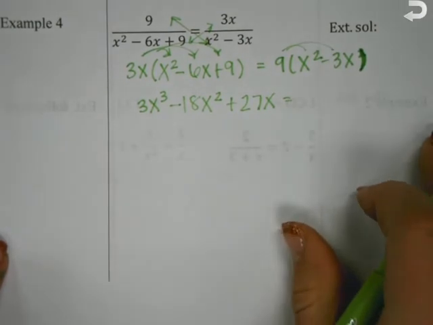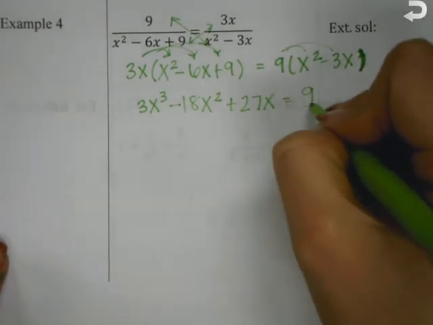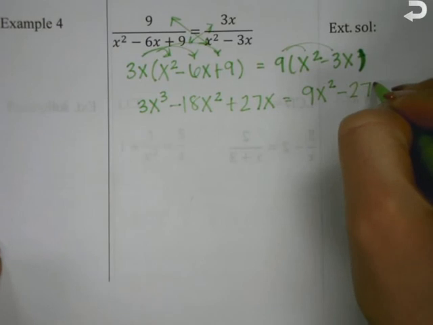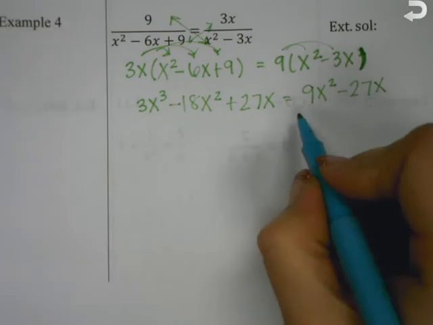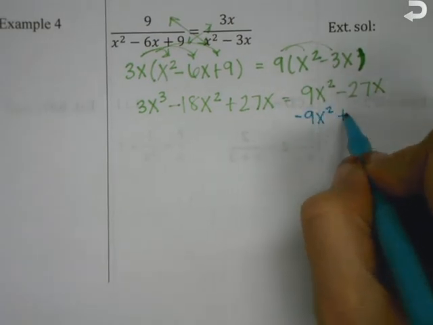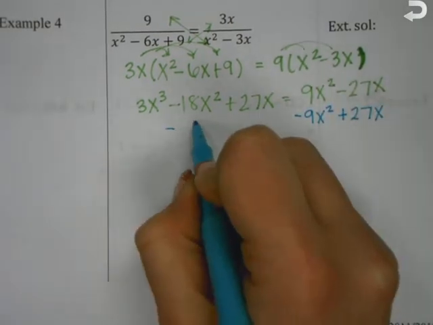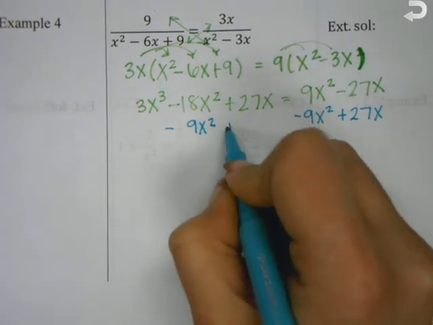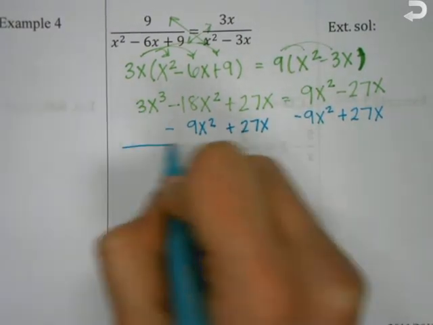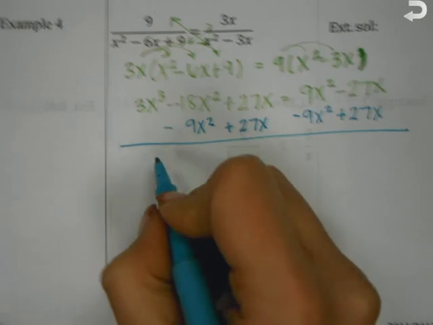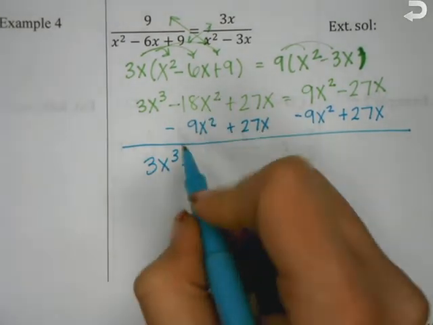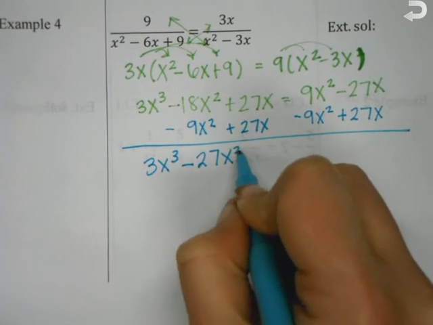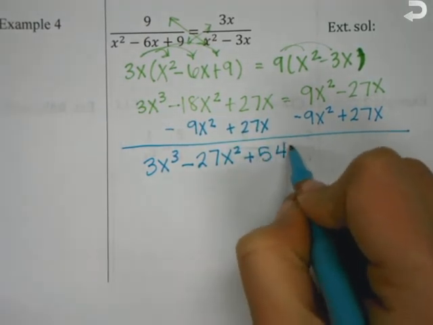Okay? Let's get everything over to the other side. So we're going to subtract 9x squared and add 27x. That gives me 3x to the third minus 27x squared plus 54x equals 0. Okay, what can I do next? GCF of 3x. Let's factor out a 3x.